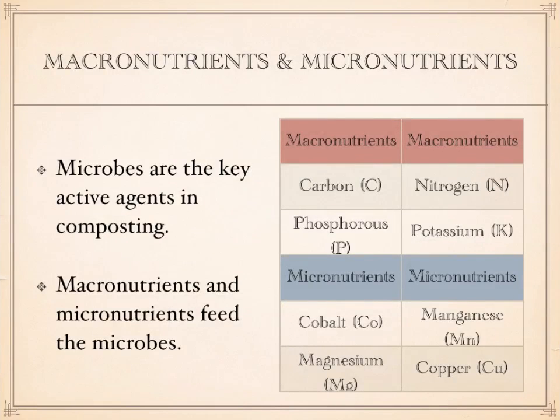Microbes are the key active agents in composting. The macronutrients of carbon, nitrogen, phosphorus, and potassium feed the microbes. The micronutrients, such as cobalt, manganese, magnesium, and copper, also feed the microbes. So then, composting can be viewed as simply feeding the microbes.